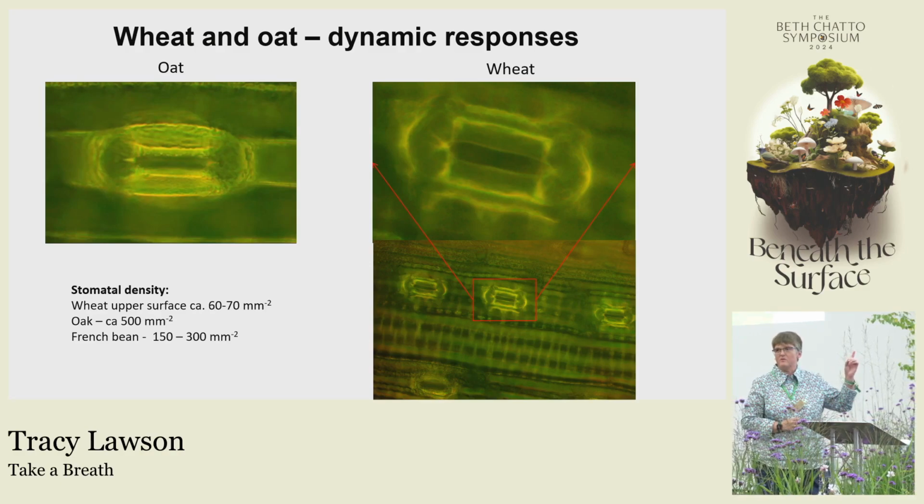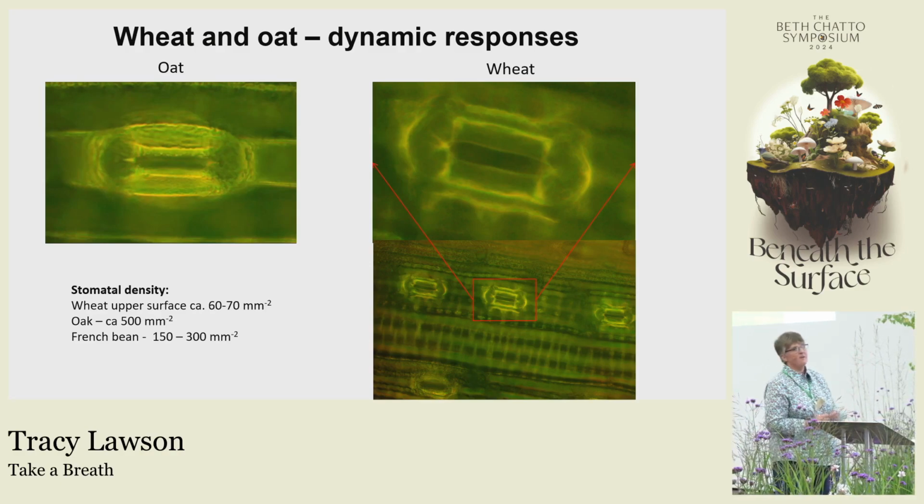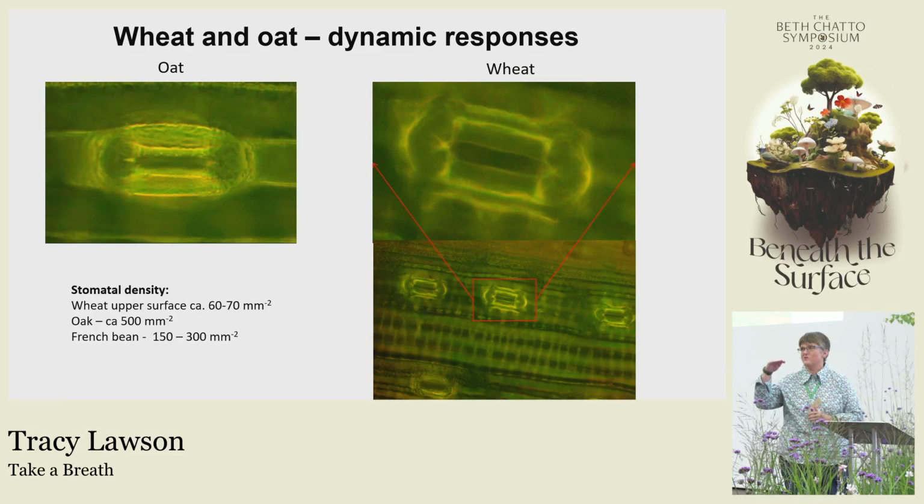Also, there's a lot of them on the surface of leaves. So for wheat, on the upper surface, a little bit different to most things, you can have 60 to 70 per millimeter squared, whereas oak, 500 per millimeter squared on the undersurface of some of the oak leaves.